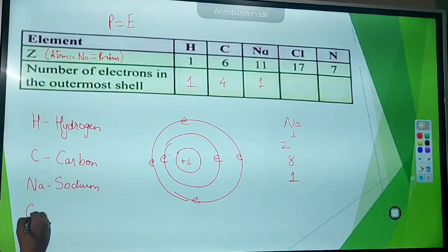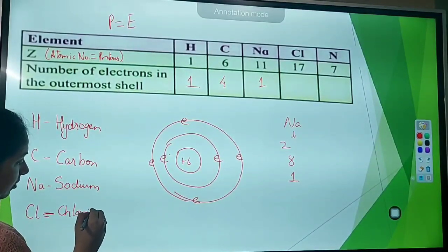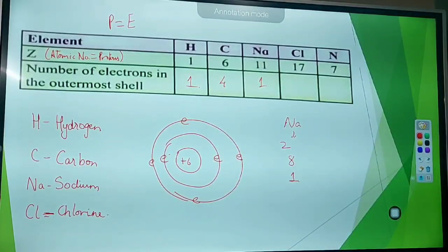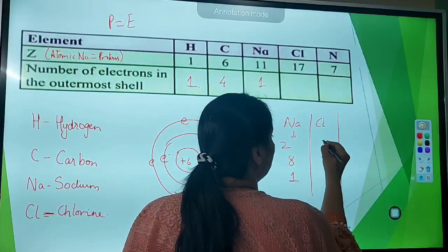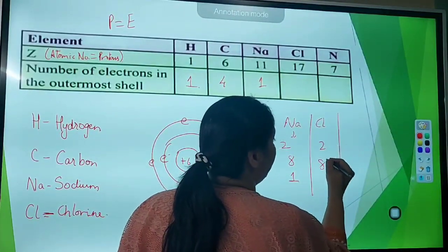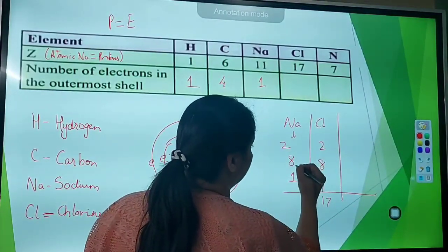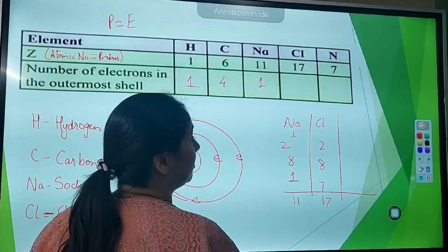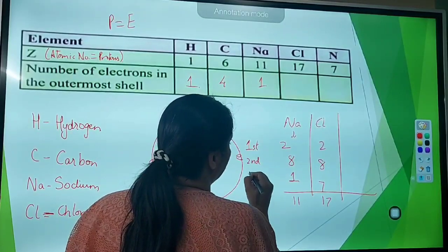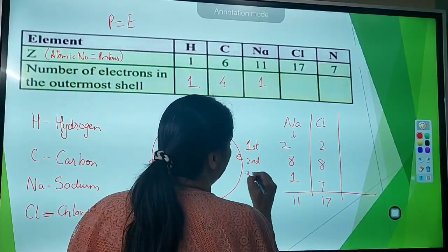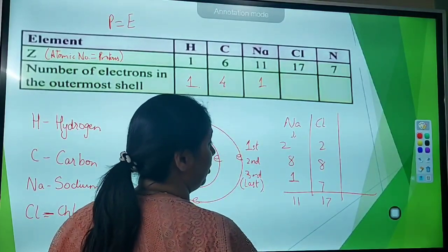Chlorine. Cl is chlorine. Yes, children. For chlorine, okay, first shell 2, next shell 8. 8 plus 2, 10, bacha 7. Does this give me a total of 17? Yes. So this is your first shell. This is your second shell. This is your third shell, or we can say last shell, or outermost shell.